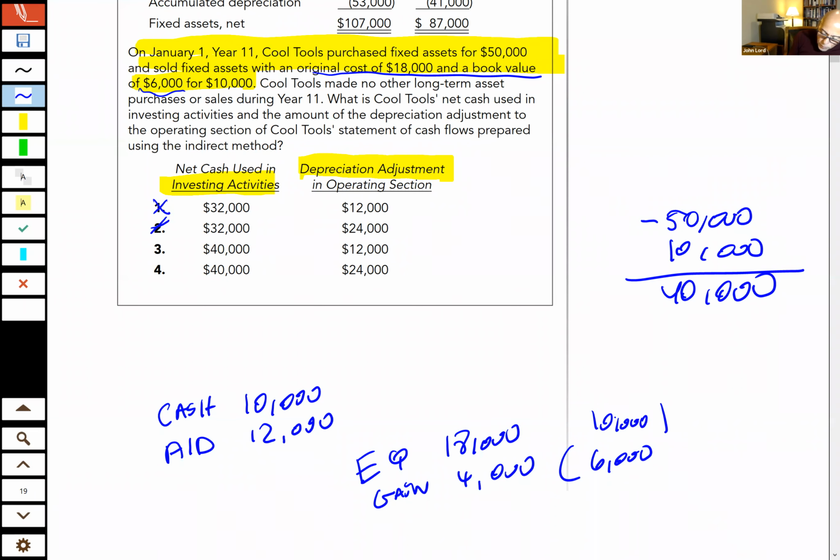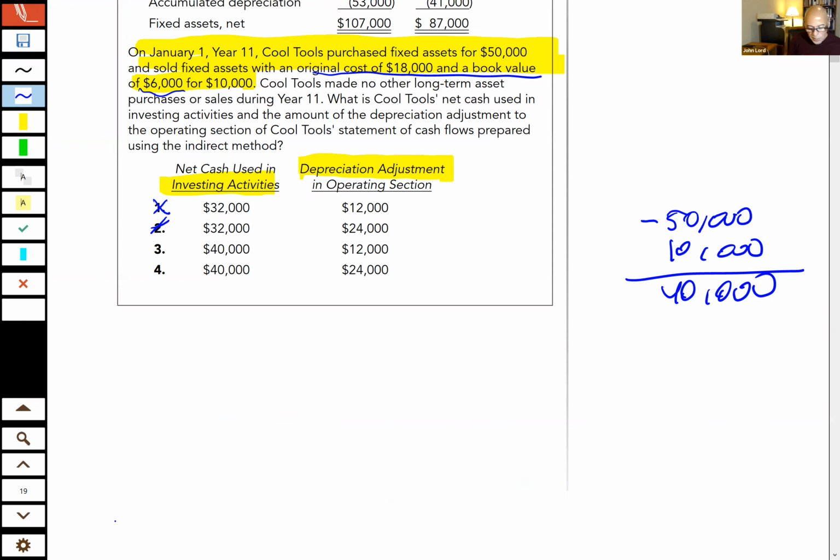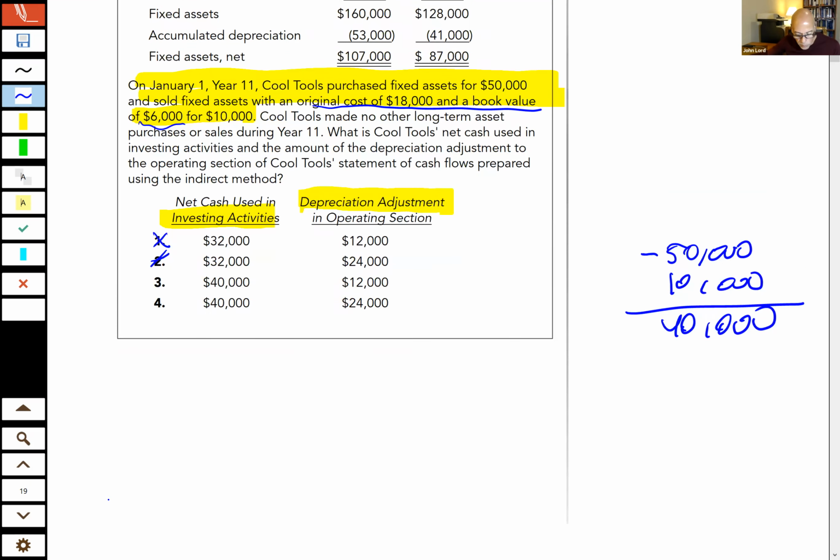Now that $4,000 gain, I would subtract from net income to get to my cash provided by operations, had the question asked me that. But they didn't ask me that in this question. So that's why I'm saying this is not necessary, but I just felt it was worth putting there. Okay, all right, good. I'm not going to rewrite it.